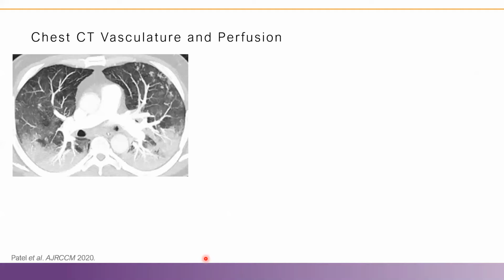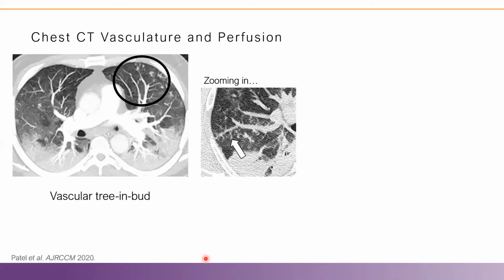And switching now to look at the chest CT vasculature and perfusion, a possibly more unique finding in COVID-19 is what's called vascular tree in bud. I've outlined it with this circle here, but zooming in, vascular tree in bud describes when the vessels essentially become thickened and we're able to resolve them farther out on CT, and we're able to resolve the smaller vessels because either the vessels are becoming thicker or they're filling with blood clots.